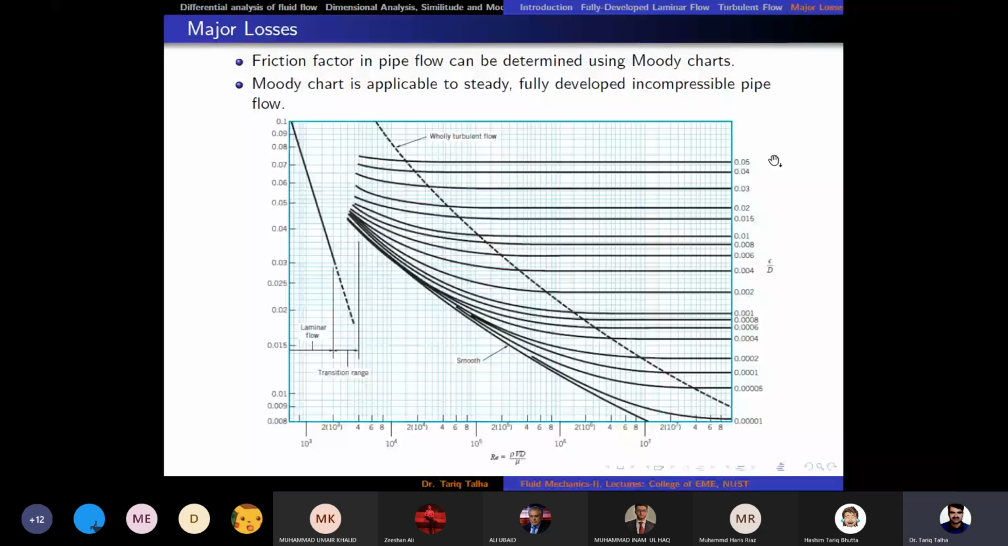So the top curve is for the epsilon upon d value of 0.05, and the bottom curve is for the epsilon upon d value of 0.001. So you can see that when the Reynolds number becomes very large, the friction factor only depends upon relative roughness, and it becomes independent of Reynolds number.